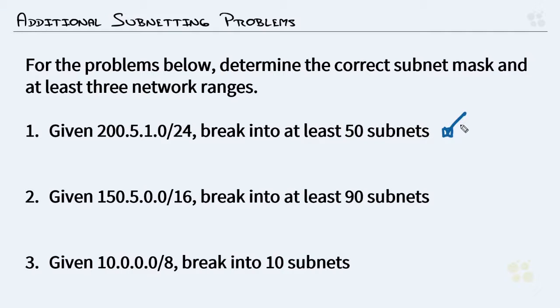Not directly related to subnetting, but so very much so directly related. So number 2, class B example, 150.5.0.0/16. Break it into at least 90 subnets. That's going to be a fun one. Let's try it. So clear this off.